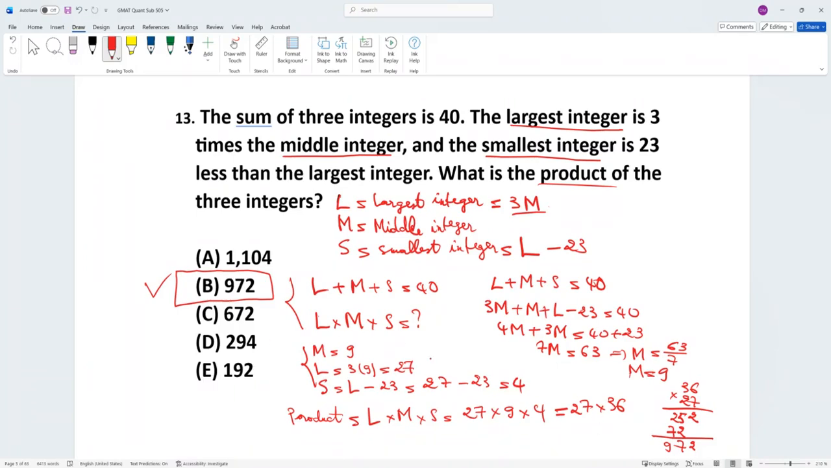And you can even check, because the question says that the sum of the three integers is equal to 40. If you add the largest, middle, and smallest, 27 plus 9 plus 4, this will give us 27 plus 13, which is equal to 40. Okay, so that's it. Our answer is answer B.